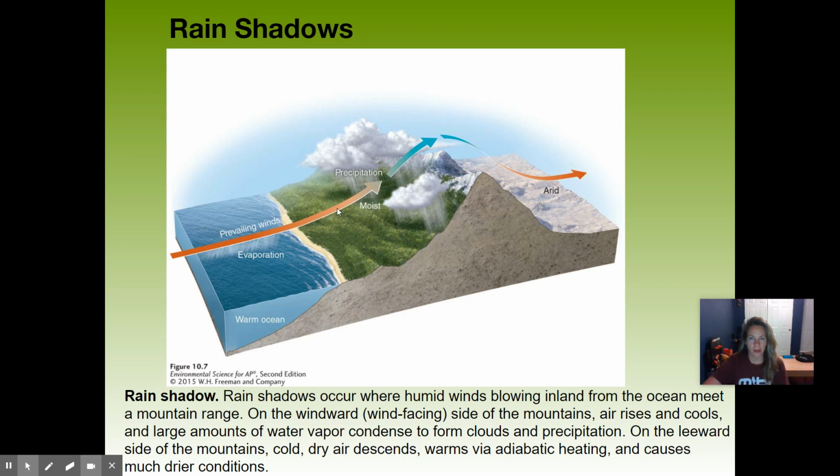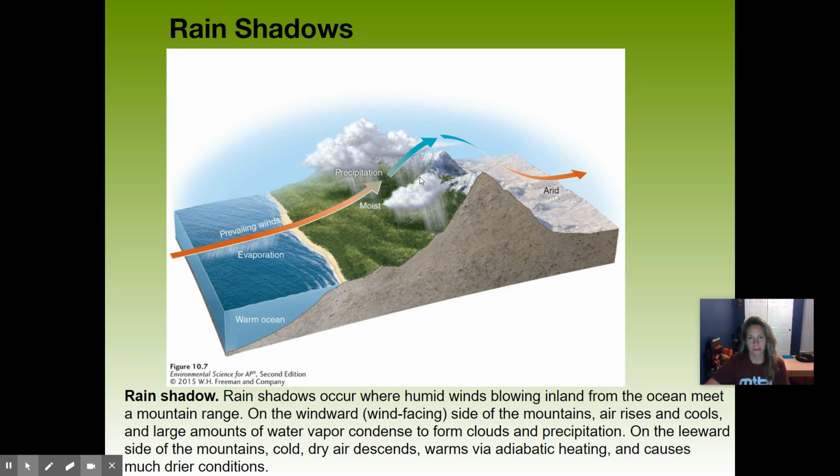And remember the adiabatic cooling: as air rises, it can't hold as much moisture. So as air rises, it creates this precipitation. And when it gets up and over the mountains, it has lost a lot of its moisture. And then as it sinks, it's heating and it can hold more moisture. So it becomes very dry. So that's a rain shadow. So this is the rain shadow area.